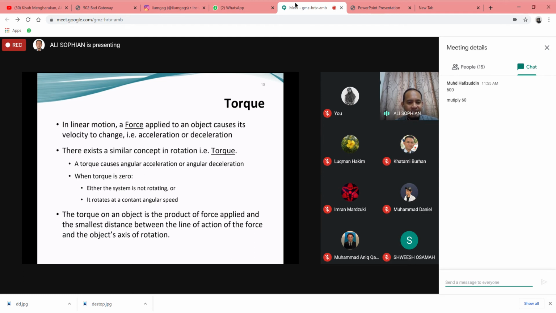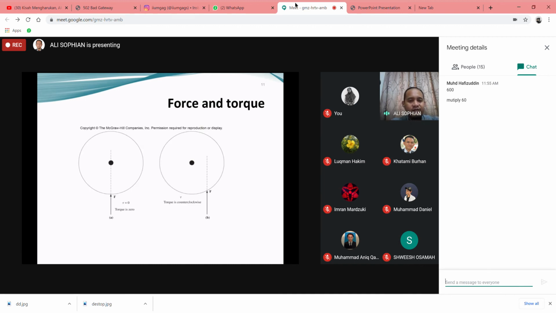Right, and what is a torque? Torque on an object is the product of the force applied and the smallest distance. We need to underline this: it is the smallest distance between the line of action of the force and the object's axis of rotation. So it's not any distance, but the smallest. I think we've got the illustration on the following slide.